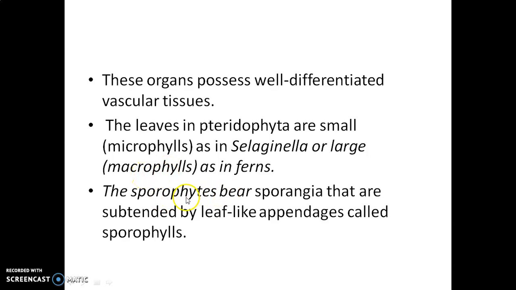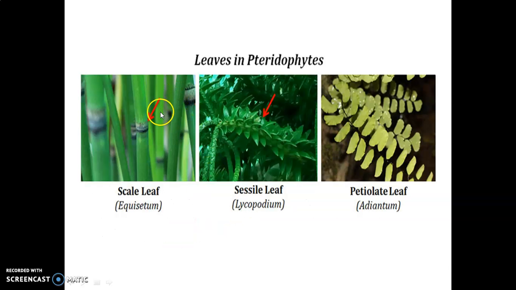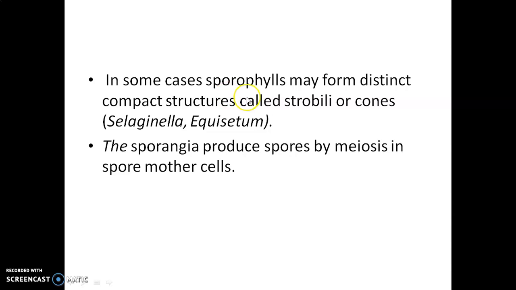And the sporophytes bear sporangia that are subtended by leaf-like appendages called sporophylls. So microphyll means small leaves, macrophyll means large leaf, and the leaf-like appendages bearing sporangia are known as sporophylls. Here scaly leaves are present in equisetum, here sessile leaves are present in lycopodium, and petiolate leaf in adiantum. Then in some cases, the sporophylls may form distinct compact structures called strobili.